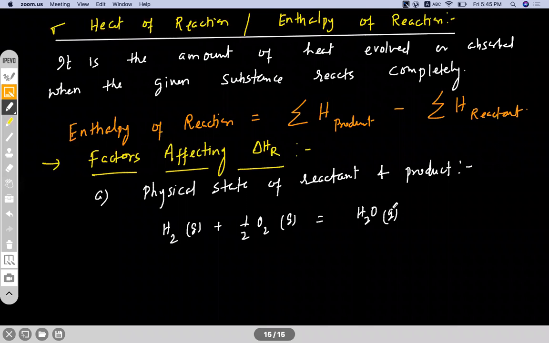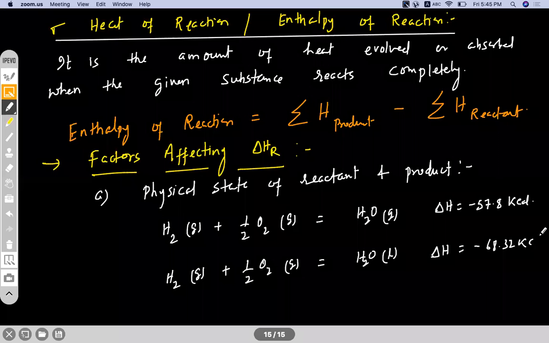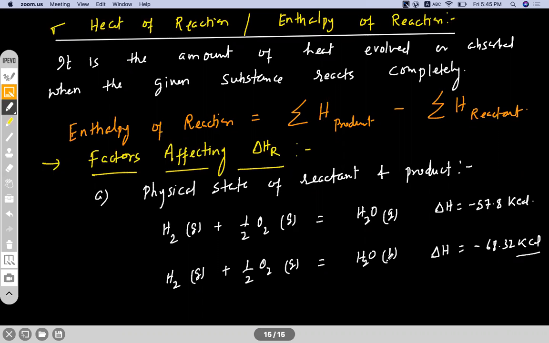And the enthalpy change in this reaction is, all these are experimental. This is the value which is given, right? You cannot find out this if certain things are not given in the question, right? So this is given, delta H is this. Similarly, if it is gas, then this. And if you have H2 gas and half of O2 gas equals H2O liquid, the enthalpy change would be, if it is liquid, then it is found out to be 68.32 kilocalorie. So you can see, obviously, there's a difference in enthalpy change. That's why we say that the physical state of reactant or product affects the enthalpy of the reaction. Copy this down.